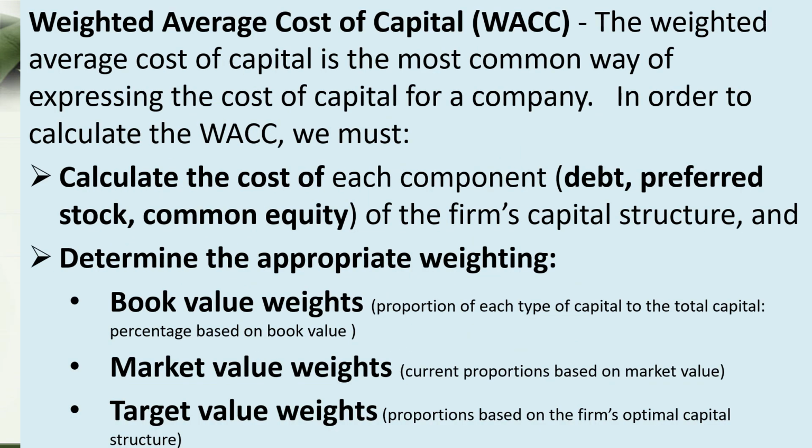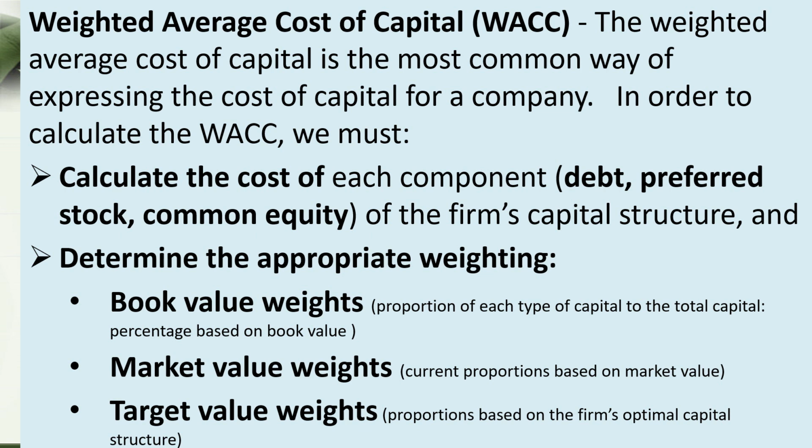Weighted average cost of capital. The weighted average cost of capital is the most common way of expressing the cost of capital for a company. In order to calculate the weighted average cost of capital, we must first calculate the cost of each component for the firm's capital structure, the cost of debt, cost of preferred stock and cost of common equity, and then determine the appropriate weighting.